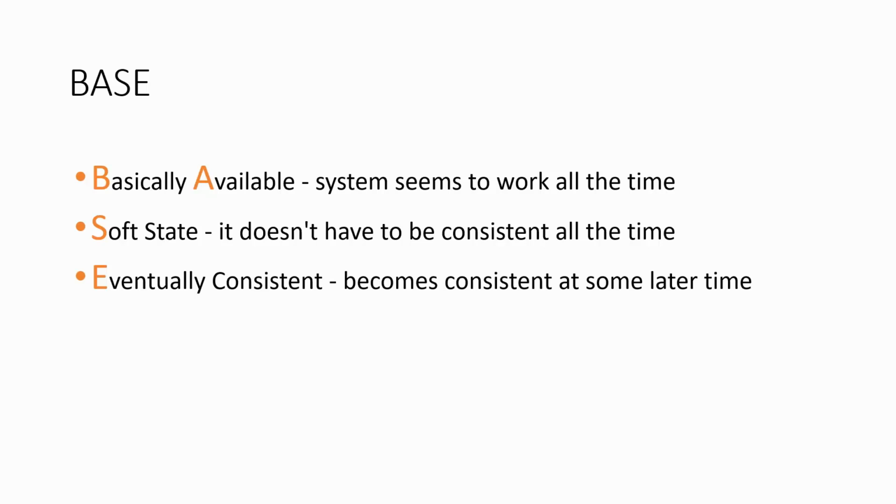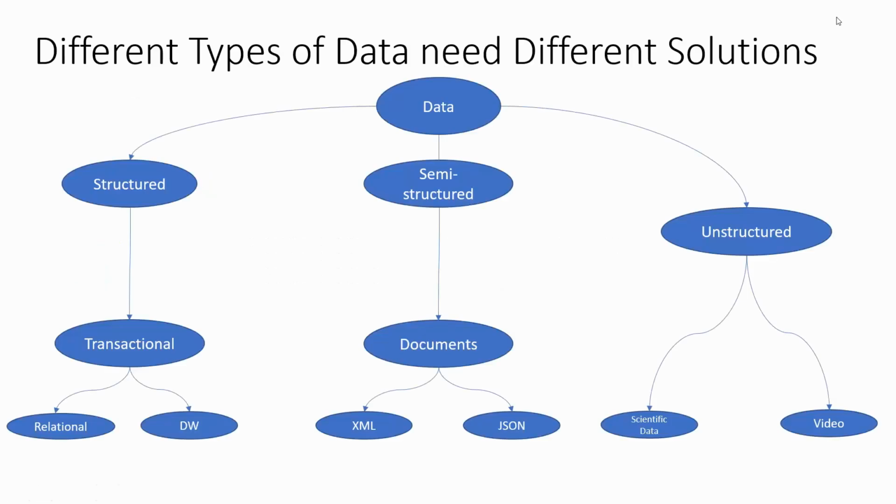BASE systems are basically available, where the system seems to work all of the time. Then we get the soft state, where it doesn't have to be consistent all of the time, and eventually consistent, which means eventually everything will catch up and we'll get to the same state as before. So BASE really is the opposite end of ACID, and CAP theorem is a continuum along which BASE and ACID are at opposite ends. As we summarise with CAP, pick two, but you can't do all three. BASE focuses on partition tolerance and availability, and puts consistency on the back burner.